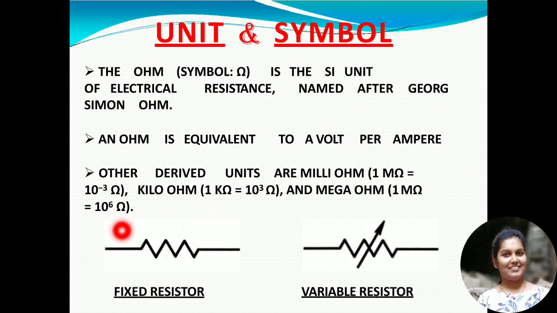The one without an arrow, which has two terminals and a zigzag line between the two terminals, is the symbol for the fixed resistor, whereas the one with two terminals, a zigzag line in between, and an arrow on that line is nothing but a variable resistor. So this is the symbol for a fixed resistor, and this is the symbol for a variable resistor.